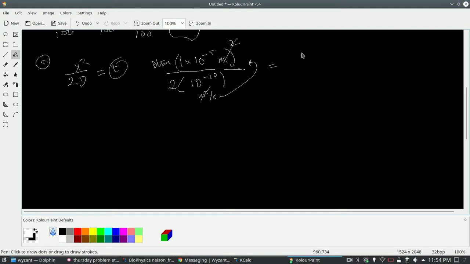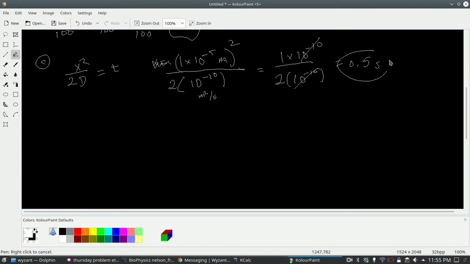Time is in seconds. So the meters squared cancel, but this squared is also for this guy, and when you square an exponent, you multiply them. So if you do this on your calculator you'll agree that this is 1 times 10 to the minus 10th up here, over 2 times 10 to the minus 10th. So these 10 to the minus 10ths cancel. So this is going to be 0.5 seconds, right?